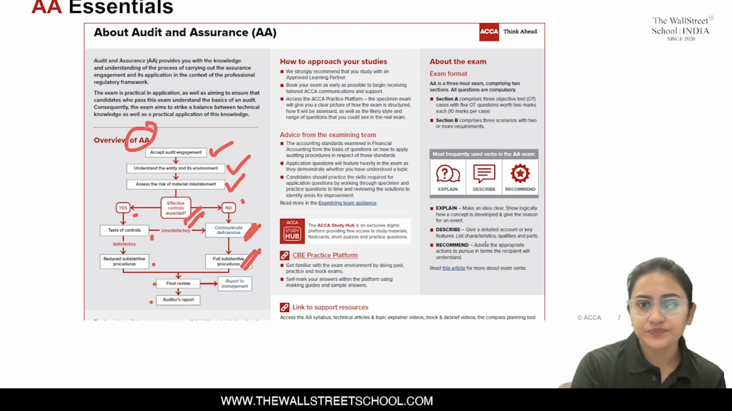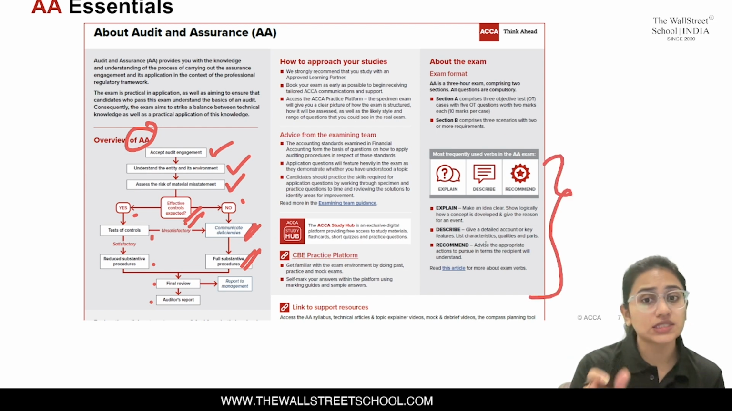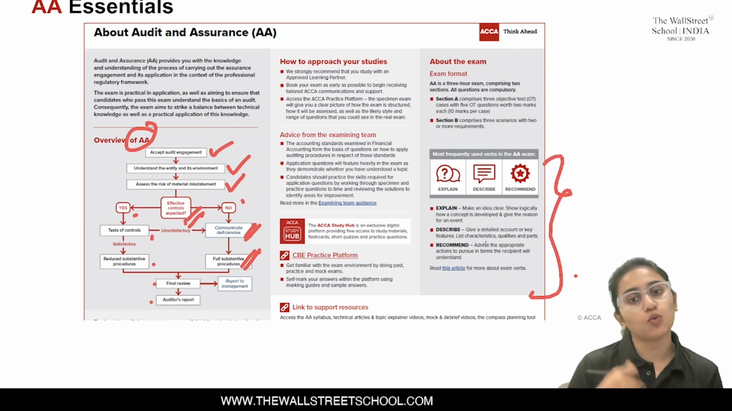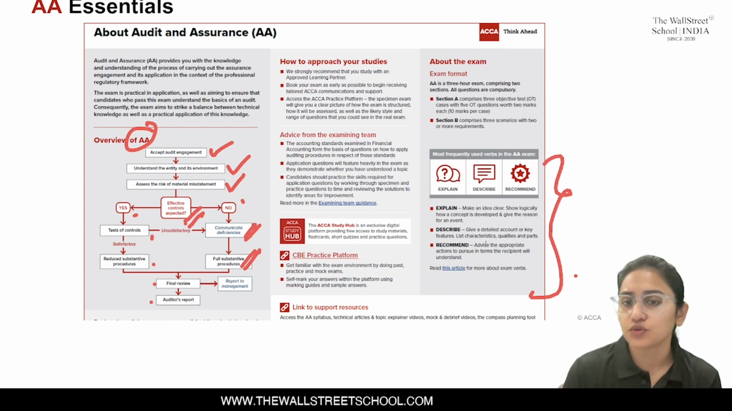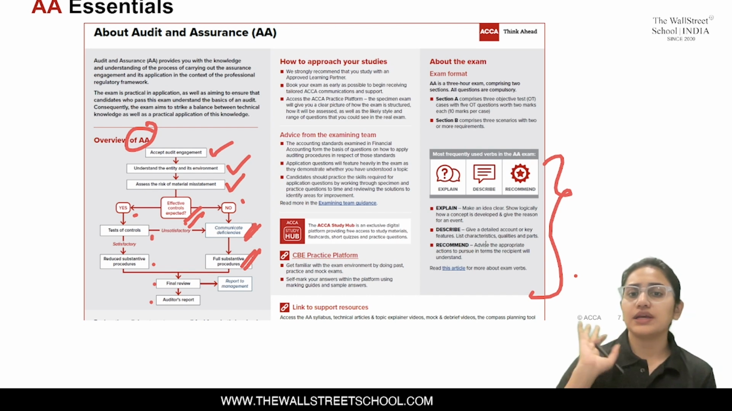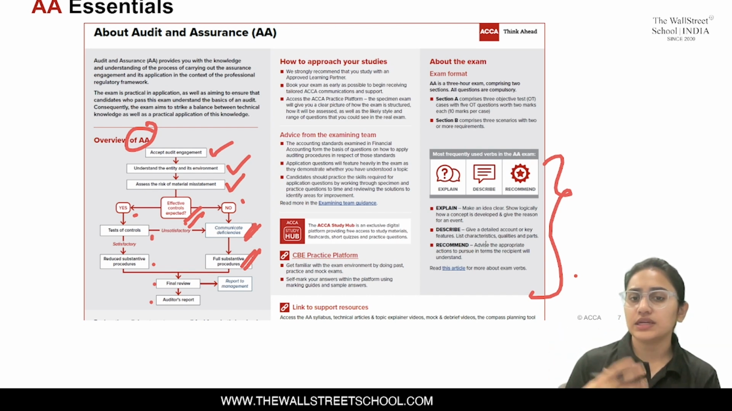So basically, the ACCA wants to tell you please stick to what the verb is in the exam. If they've asked explain, you only explain. If they've said describe, you only describe. If they've said recommend, you please give your advice. Other than that, in explain, don't give your advice. In describe, don't explain. So that is what the ACCA wants you to understand, and most of the students don't understand this. So the verb that is used in the exam is very important. So they have given you a distinction of what each verb means.